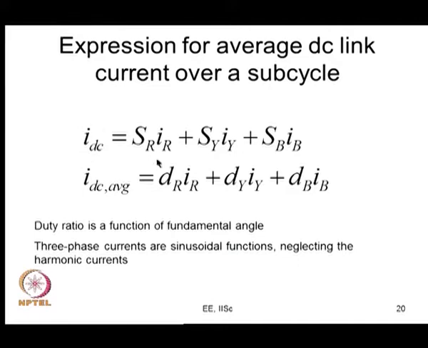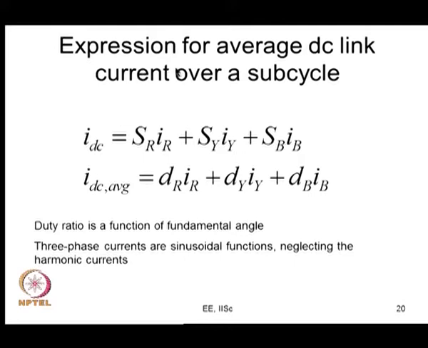This is an expression which I have said at least 100 times now. This is the instantaneous DC link current. All these are instantaneous quantities. As I mentioned before, in IR, IY, IB, we have neglected all the ripple of the harmonic components, and we are considering only the fundamental components, and SR, SY, SB are instantaneous switching functions. So, they are discontinuous. The moment it switches, 1 becomes 0 or 0 becomes 1. So, this is how it is going to be, and you get IDC. IDC will also be a discontinuous function of time, because SR, SY and SB are discontinuous functions of time. On the other hand, IR, IY, IB are continuous functions of time.